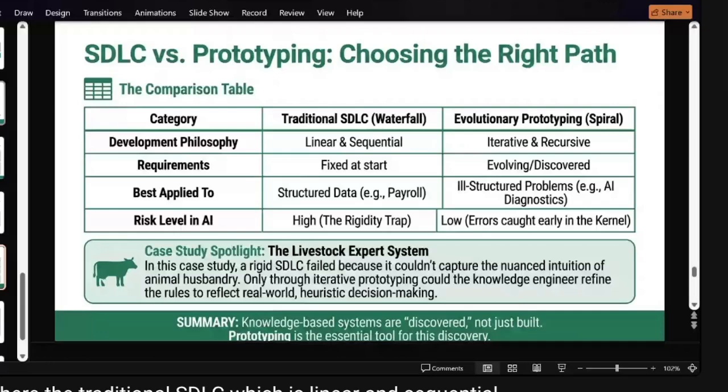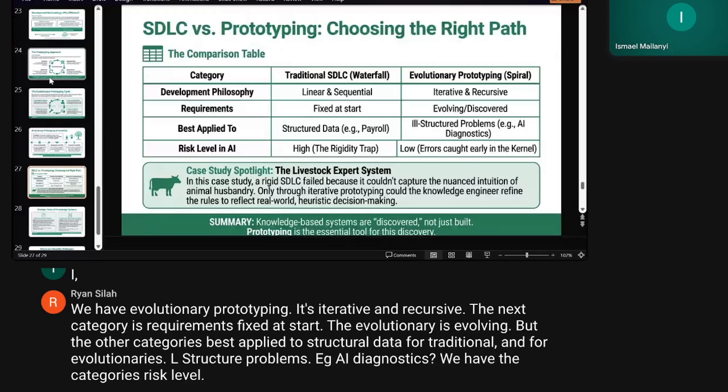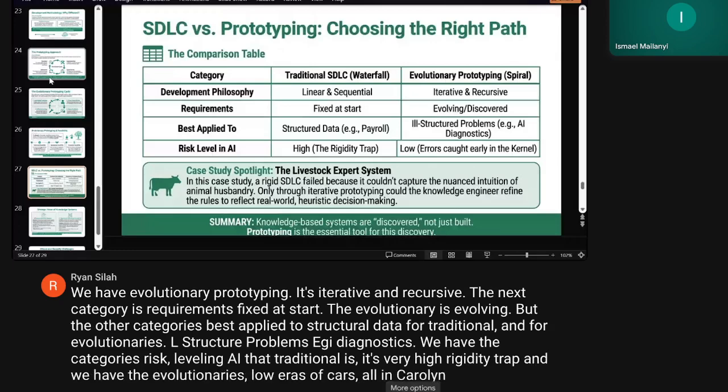The other category is best applied to structured data for traditional, and for evolutionary is ill-structured problems, e.g. AI diagnostics. The other category is risk level in AI. The traditional is very high, rigidity trap, and the evolutionary is low, errors occur early in the kernel. The next slide.